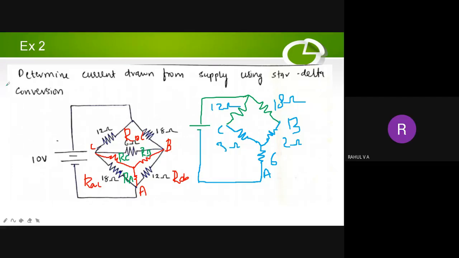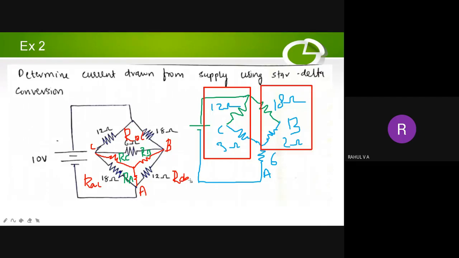Now what is next? Next you can see that in this diagram, this 12 ohm and 3 ohm is in series. This 18 ohm and 2 ohm is in series. So we can add both the value. So when we are adding, again I am drawing the diagram. Okay, so I am adding 12 ohm and 3 ohm. That is actually 15 ohm, and then I am adding 18 ohm and 2 ohm. So it is 15 ohm and 20 ohm I am getting in series with the R1 resistor.